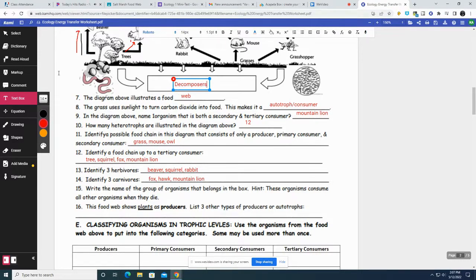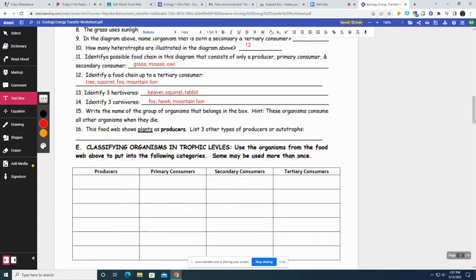You can see them right here. That's the mushrooms. Mushrooms aren't plants. They're fungi. They're decomposers. Earthworms, and this is supposed to be bacteria. So those are our decomposers.